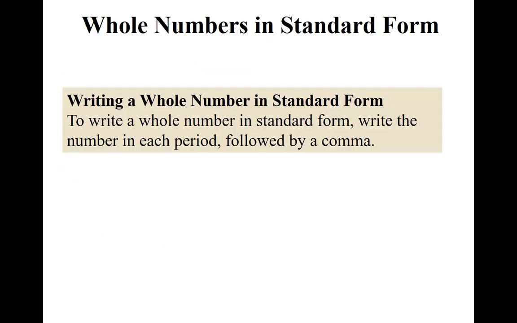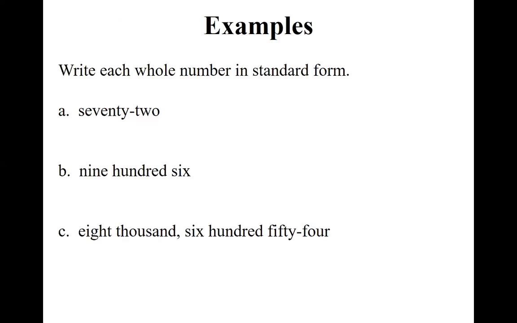So again, to say a number in standard form, we say the period when we see the comma. So the reverse of that, when we write a number in standard form from spoken form or written form, we want to write the number of each period followed by a comma. So what does that mean?